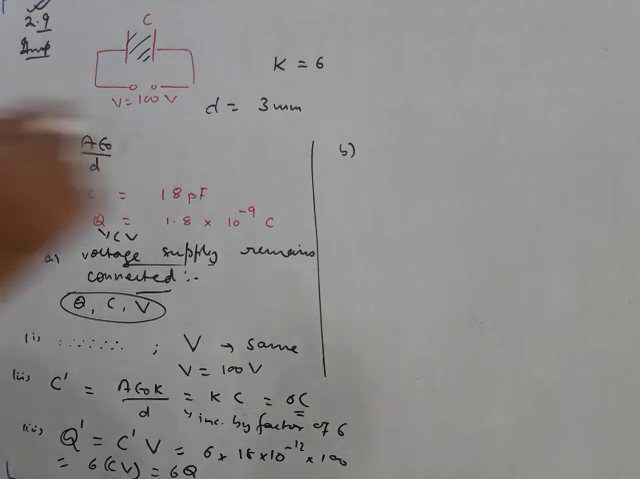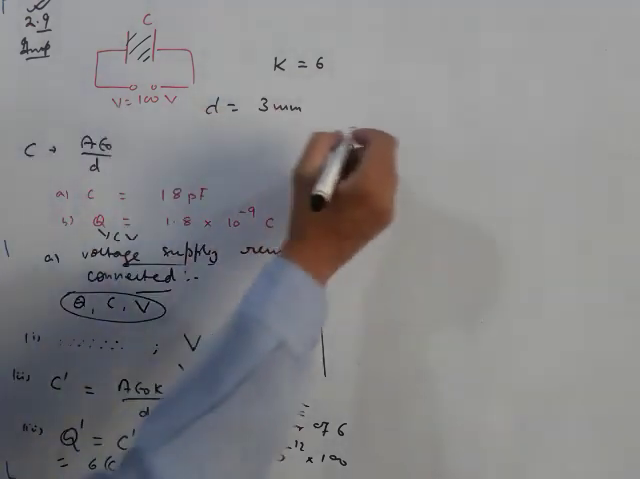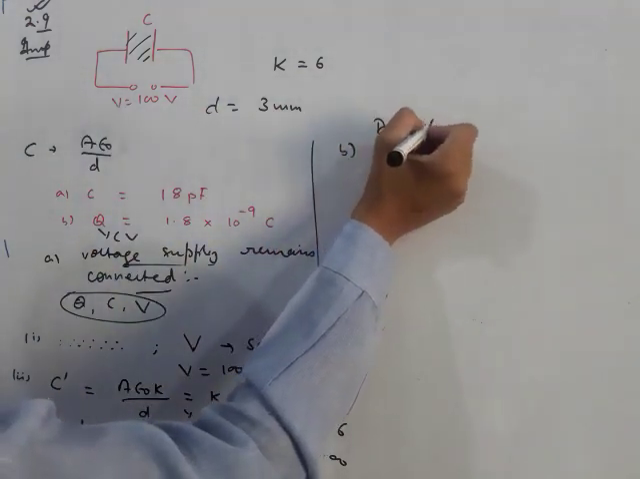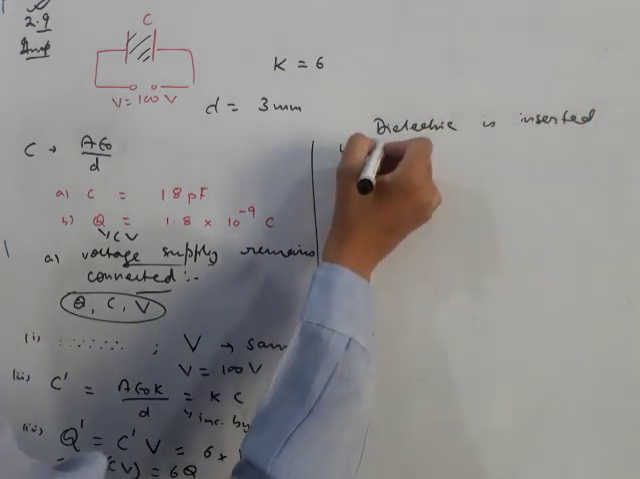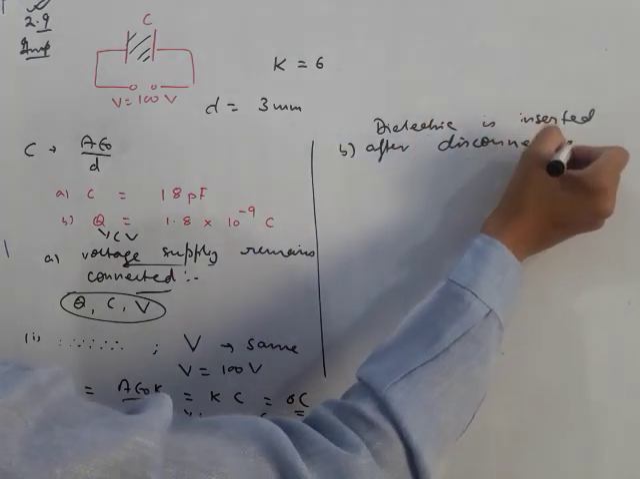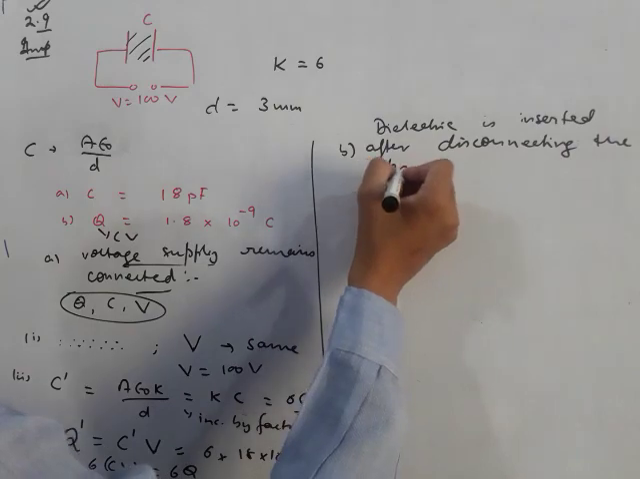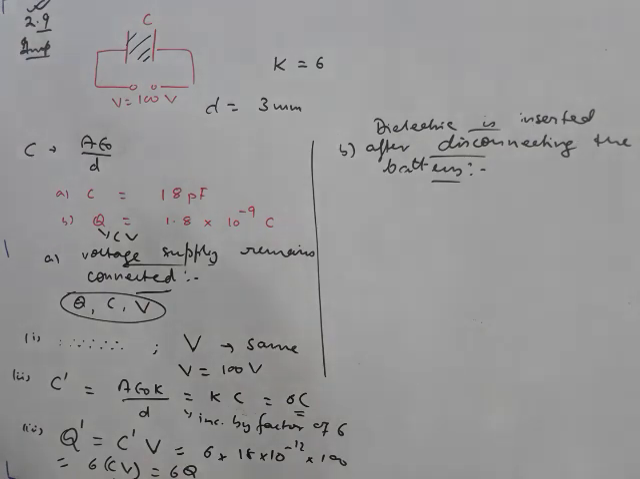Let's see case B. In case B, it is being asked in the question, what would happen if the mica sheet is inserted between the plates after the supply was disconnected? That means dielectric is inserted after disconnecting the battery. See, the sequence of steps are different in questions A and B.